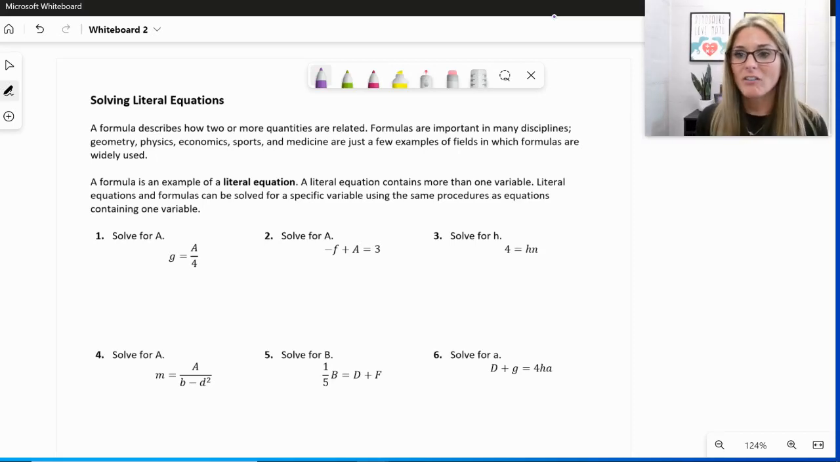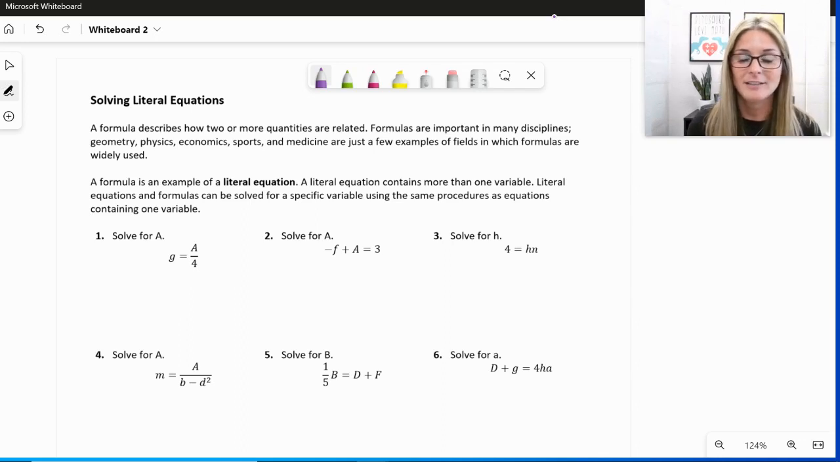Today, let's look at solving literal equations. This is one of our first lessons where you might feel a little out of your element, kind of your first real Algebra 1 lesson. A formula, which you are probably familiar with, describes how two or more quantities are related. Formulas are important in many disciplines. Geometry, physics, economics, sports, and medicine are just a few examples of fields in which formulas are widely used.